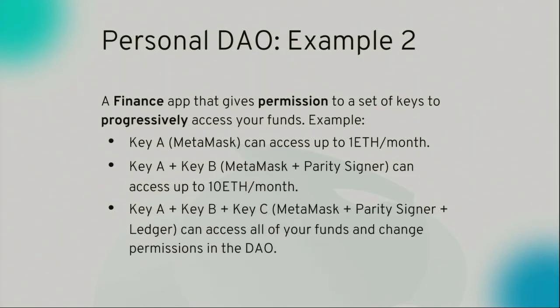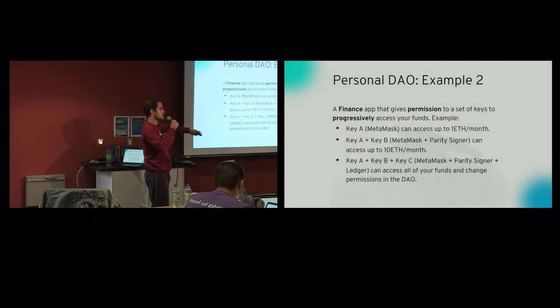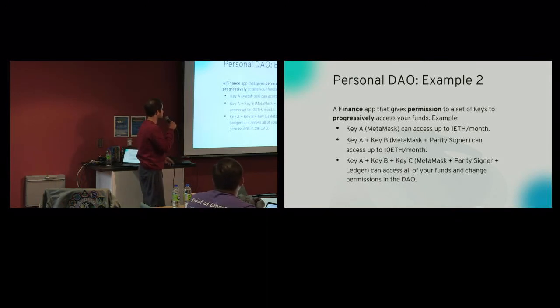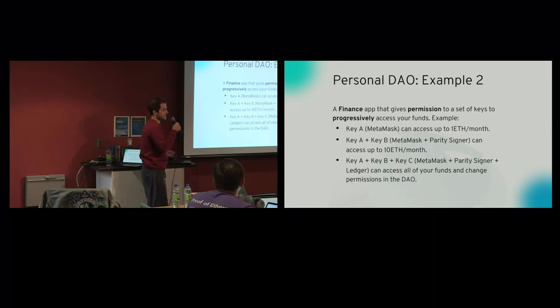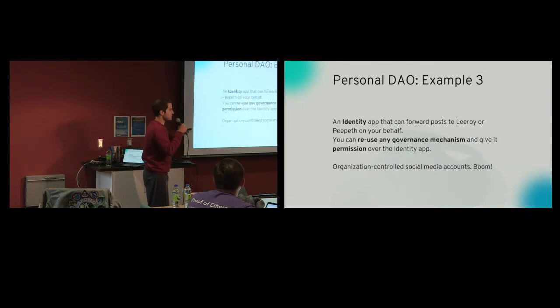How we've been thinking about this is basically with the permission system in Aragon OS, which is the smart contract framework we use. You can have super rich permissions. So you can say, hey, I'm giving permission to this key to access 1 ETH per month in this finance app. Or hey, if you get together these 2 keys, then you can have access to 10 Ether. And you can get very rich using this system. Not very rich in terms of funds. I mean you can get things that are very complex.